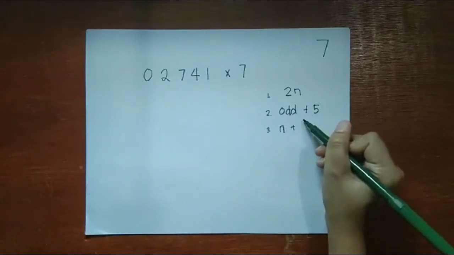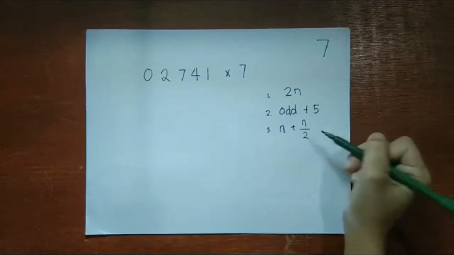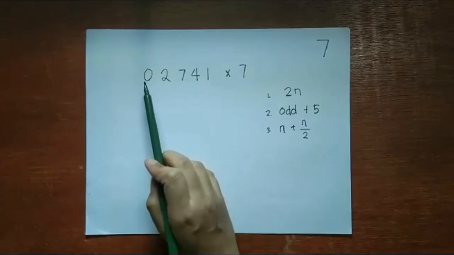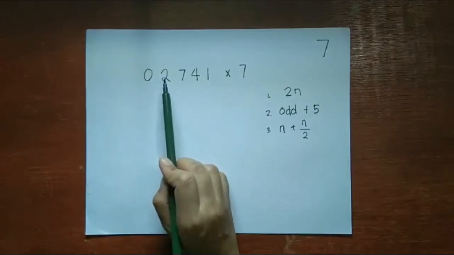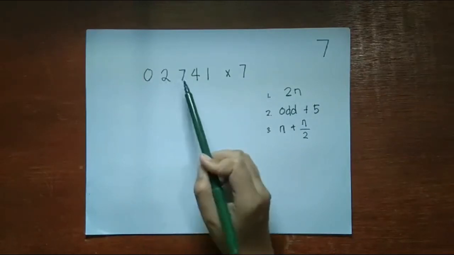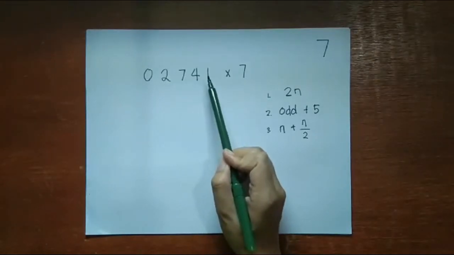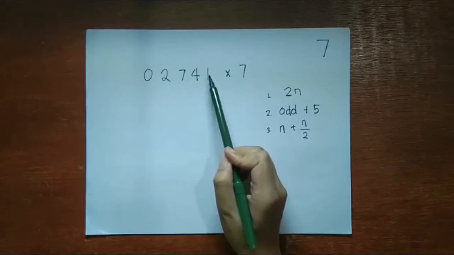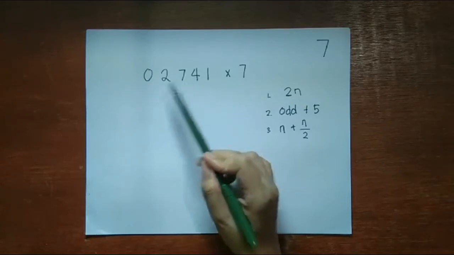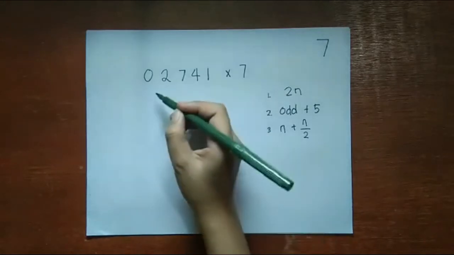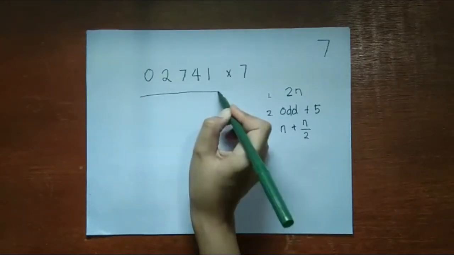What is a number neighbor? It's simply the number on the right side of a digit. Like here, the number neighbor of 0 is 2. The number neighbor of 2 is 7. The number neighbor of 7 is 4. And the number neighbor of 4 is 1. 1 being on the rightmost side of this number sentence does not have a number neighbor. So what are we going to do with it? Well, we are going to simply bring it down.